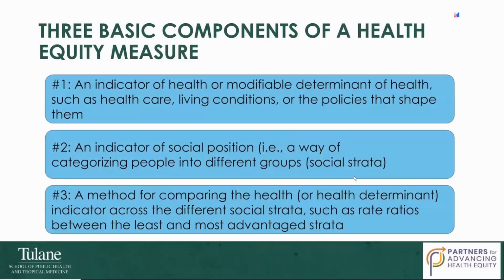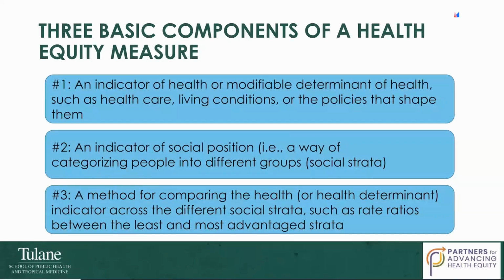Also, as part of session 2, we talked about the basic components of a health equity measure. The first is a framework that was introduced by Paula Braveman in 2006 in her paper, I think it was in AJPH. First, we need some sort of indicator of health or modifiable determinant of health, such as healthcare, living conditions, or the policies that shape them.